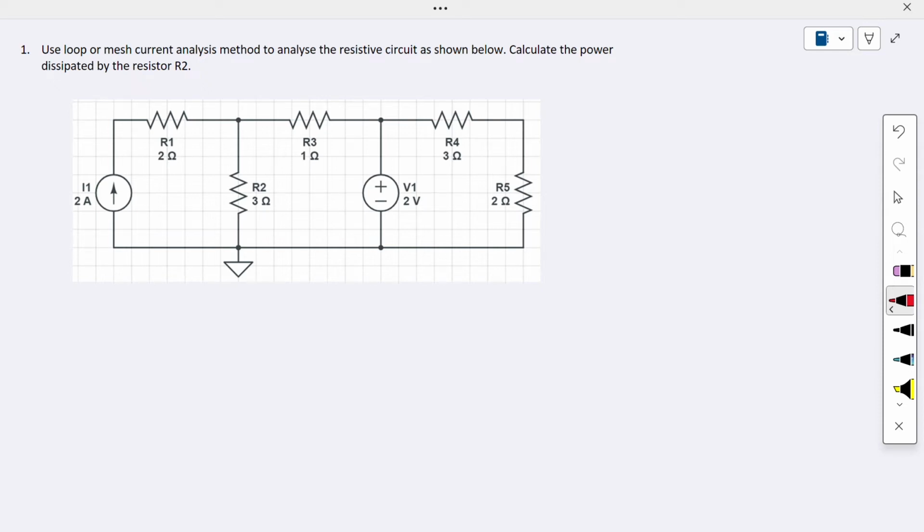So this question is asking to use a loop or mesh current analysis method to analyze this resistor circuit and calculate the power dissipated by the resistor R2. So this is our resistor R2 here. So we want to know what is the power dissipated.